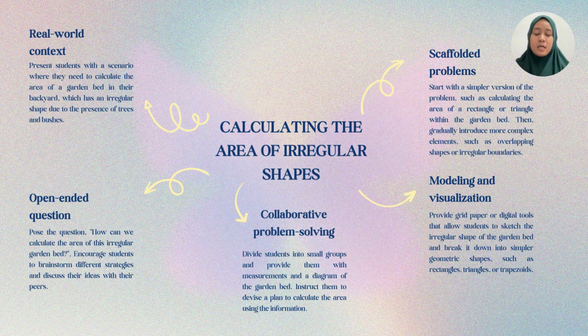For the fourth strategy, modeling and visualization, we provide grid paper or digital tools that allow students to sketch the irregular shape of the garden bed and break it down into simpler geometric shapes such as rectangles, triangles, or trapezoids. We also can start with a simpler version of the problem, such as calculating the area of a rectangle or triangle within the garden bed. Then, gradually introduce more complex elements, such as overlapping shapes or irregular boundaries.